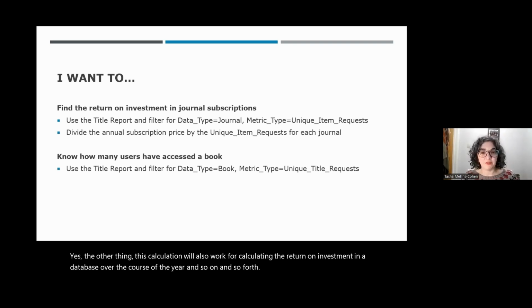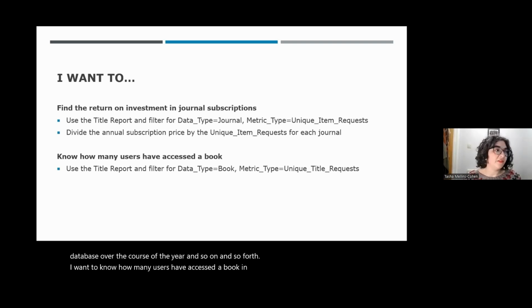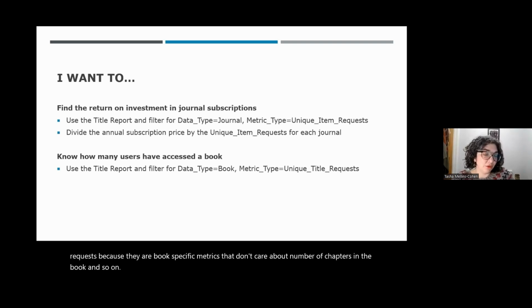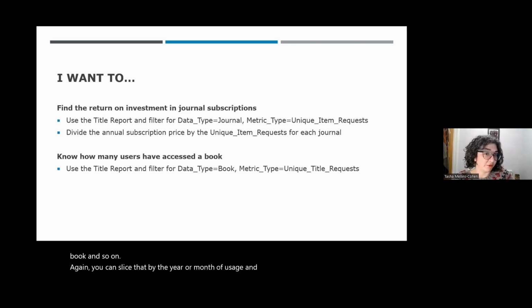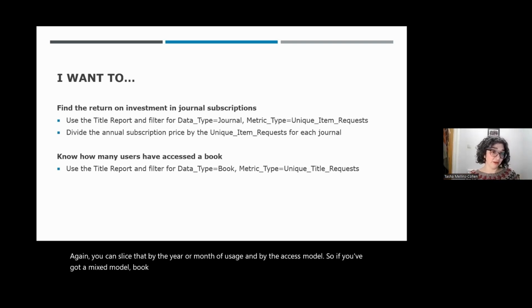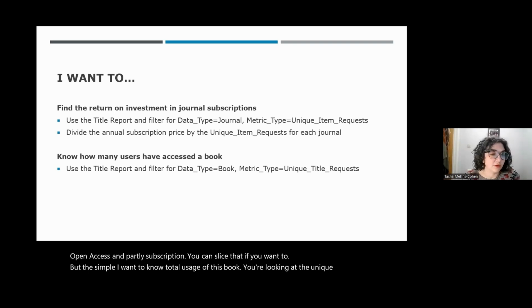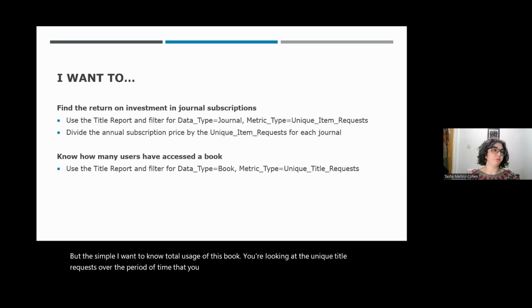I want to know how many users have accessed a book in full. This is definitely the unique title requests, because they are book-specific metrics that don't care about the number of chapters in the book and so on. Again, you can slice that by the year or month of usage and by the access model. So if you've got a mixed model book, which is partly open access and partly subscription, you can slice that if you want to. But for the simple "I want to know total usage of this book", you're looking at the unique title requests over the period of time that you are interested in.